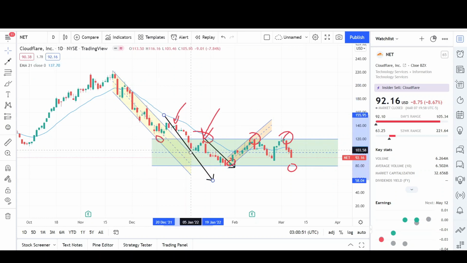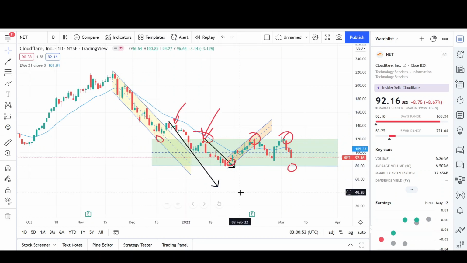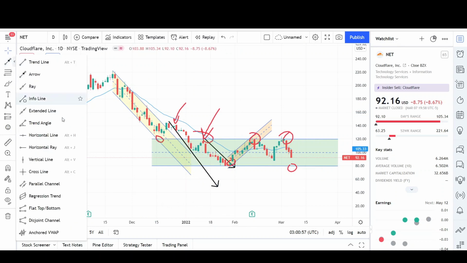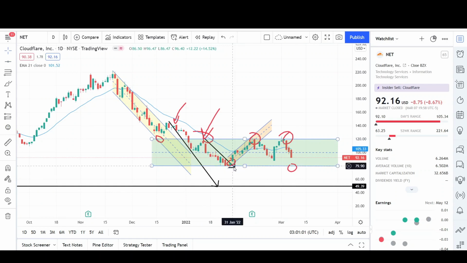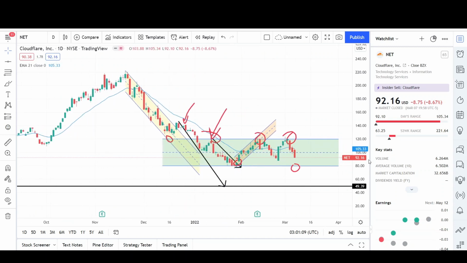So this will be the first leg down, this will be the second leg down, and the target I have is right at the $48 level. So that's probably going to be another point that the prices are trying to reach. That's if we don't find any support at the $79 or $80 level. So that's pretty much everything I have for the daily chart.